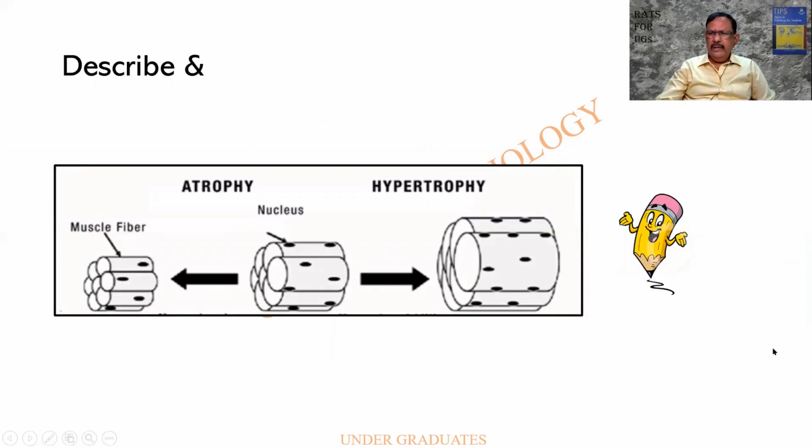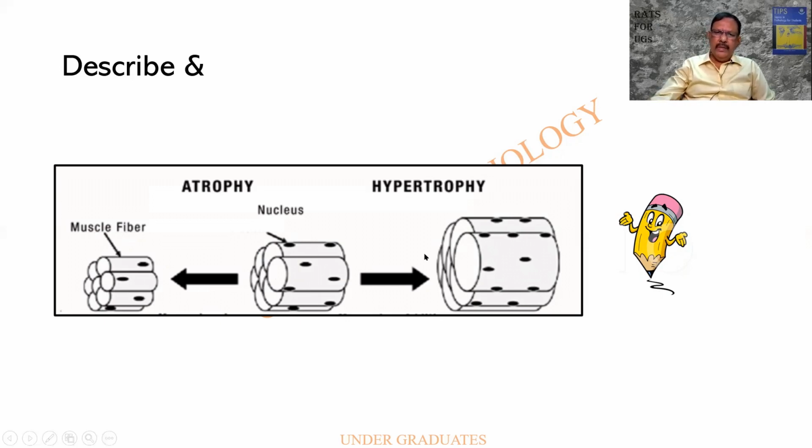Describe and draw. That should become a habit for you people. This is a normal muscle bundle. These are the various muscle fibers with the eccentric nucleus. They are all closely packed. But when there is disuse, a lack of nourishment, or a lack of innervation, there can be an atrophy of the muscle fibers.